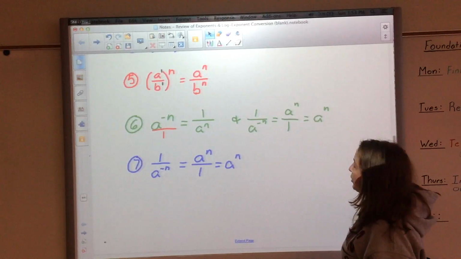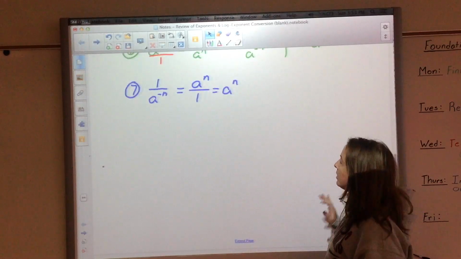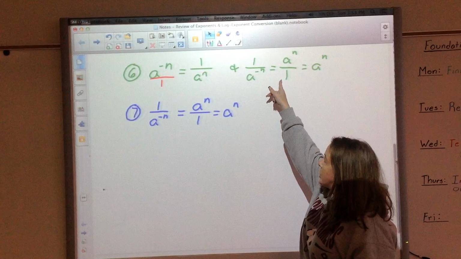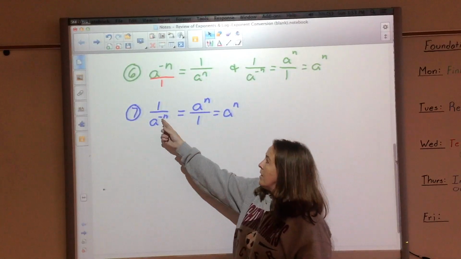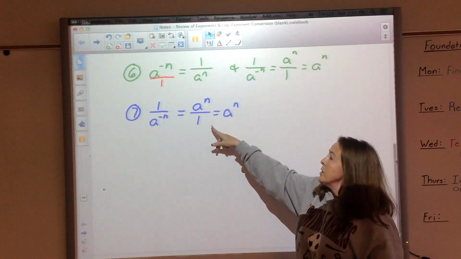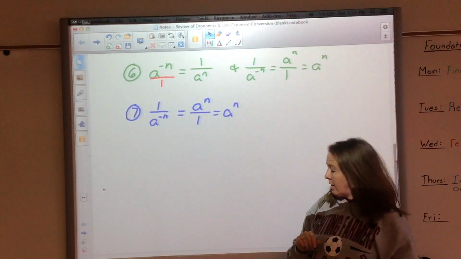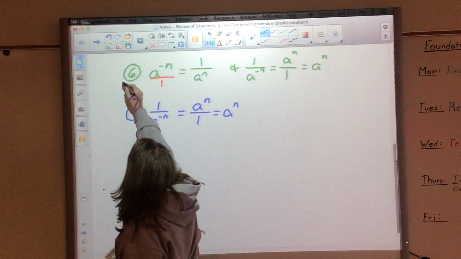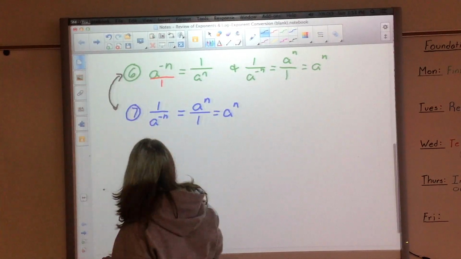Alright, for our final property, we have what we just talked about here. The same thing. The negative exponent tells me to move that up into the top, which is over 1, and we just have a to the n. So these are really kind of the same property.